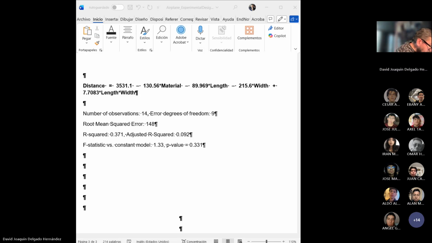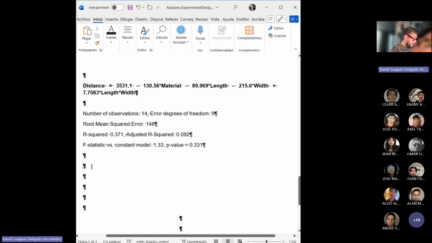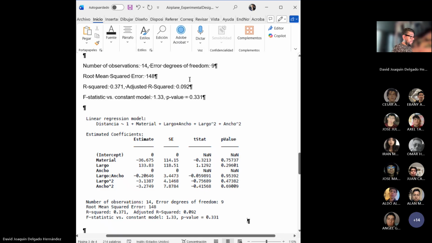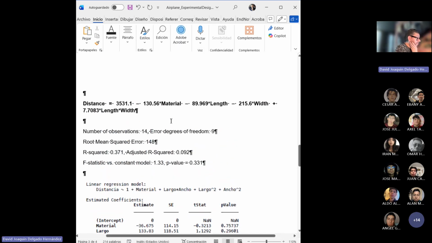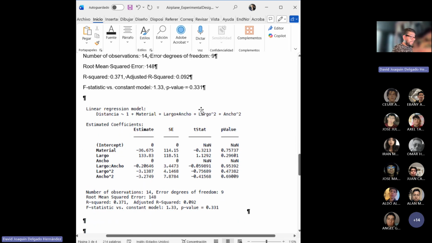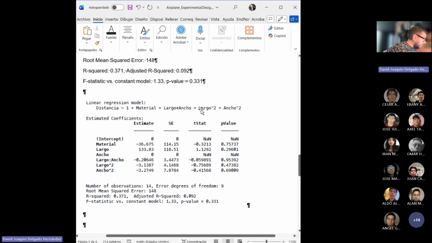Okay, this was a model that had only linear terms. All of these terms are used in the linear way, but in this second model, I am going to try to develop a better model.